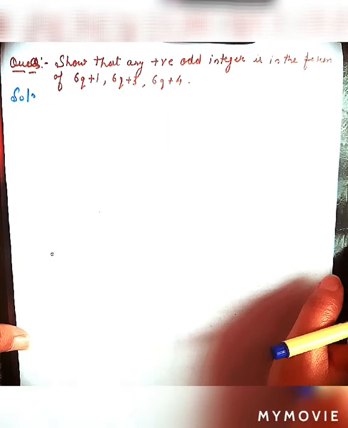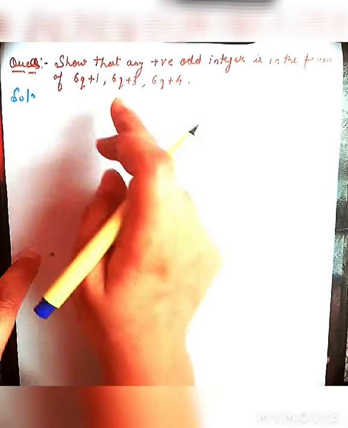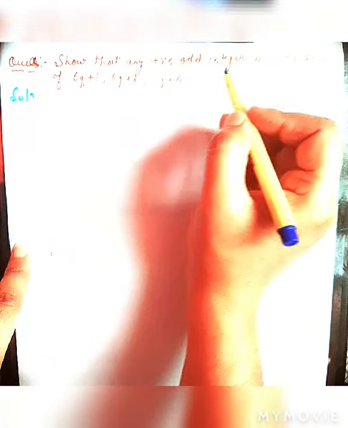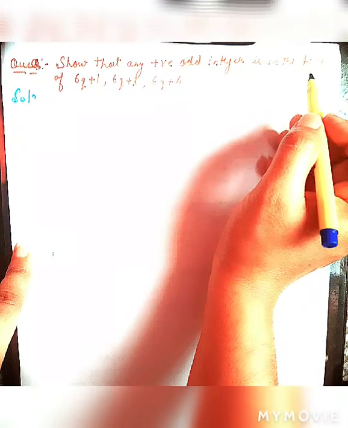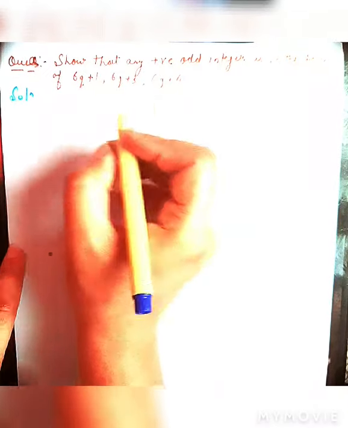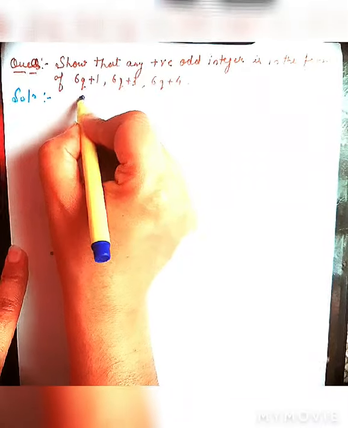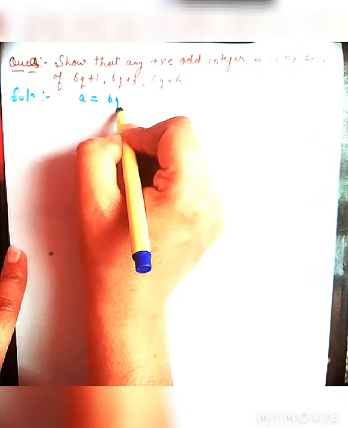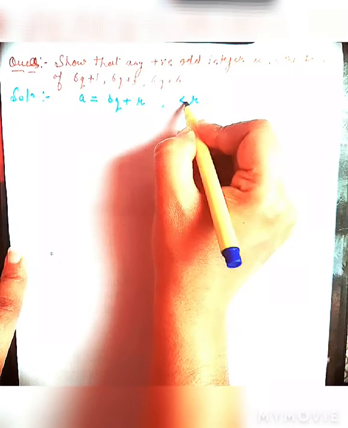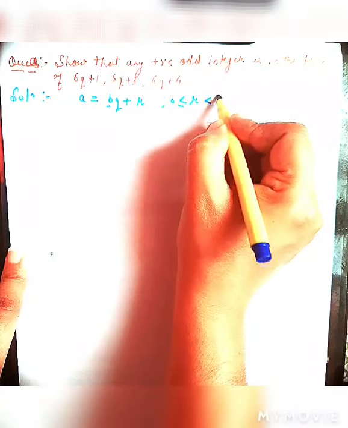So we have a problem related to real numbers in which it is asked to show that any positive odd integer is in the form of 6q plus 1, 6q plus 3, 6q plus 5. As we already know, as per Euclid's division theorem, a number can be written as a is equal to bq plus r, where r is always greater than or equal to 0 and less than b, right?